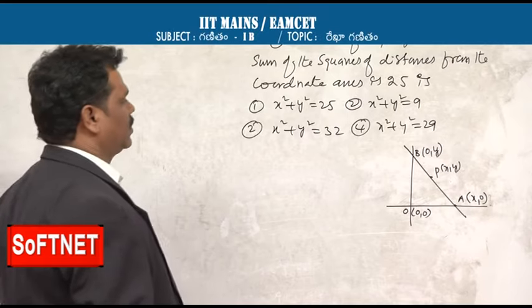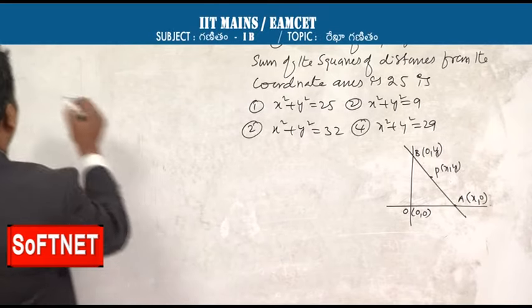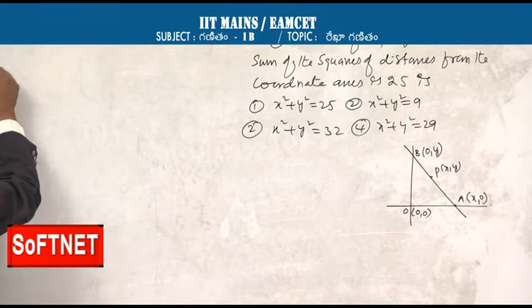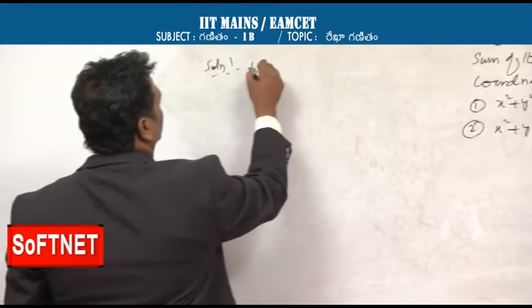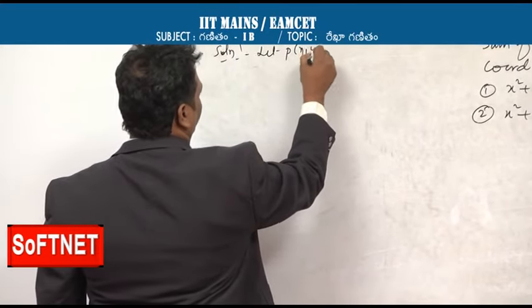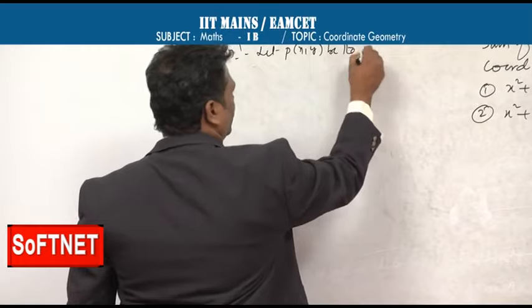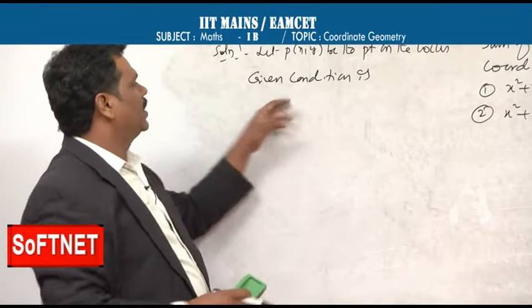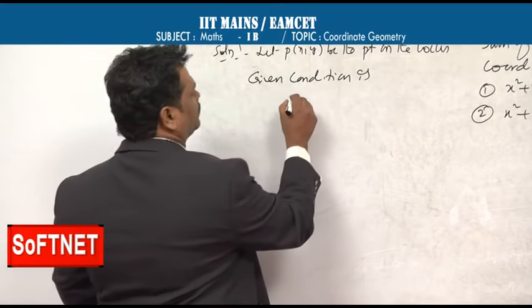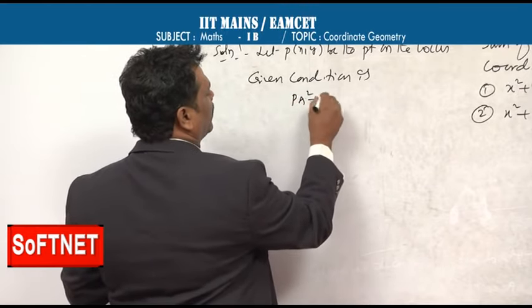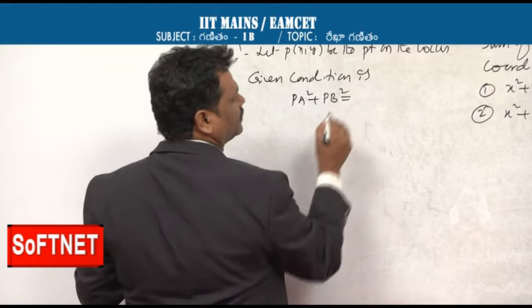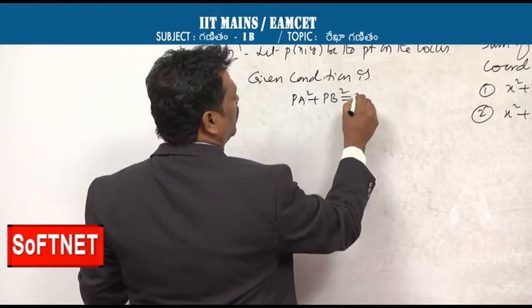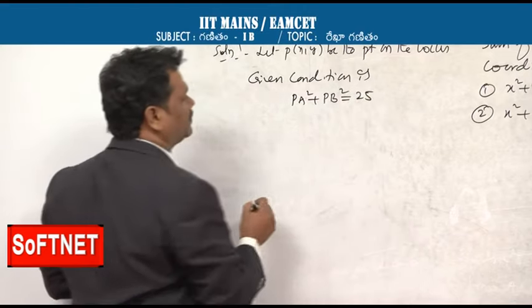Origin is (0, 0). So your solution is: let P(x, y) be the point on the locus. Given condition is PA square plus PB square equal to 25.